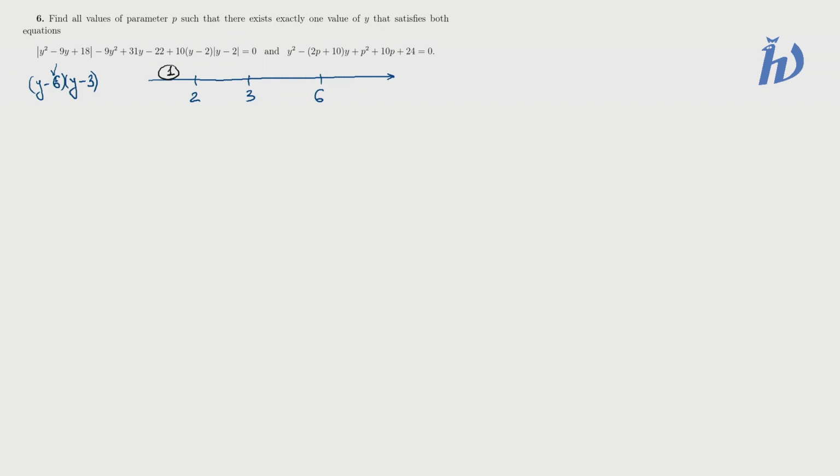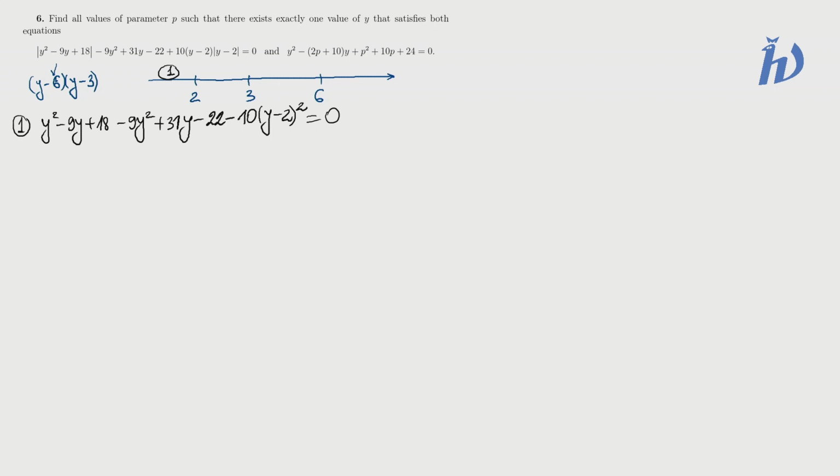It will yield, so the first interval, y squared minus 9y plus 18 minus 9y squared plus 31y minus 22, and an extra minus here, 10 times y minus 2 squared. And it is equal to 0. In fact, here we have just to simplify this equation, so we need to expand the parentheses, we need to combine like terms, maybe reduce the resulting equation by something.